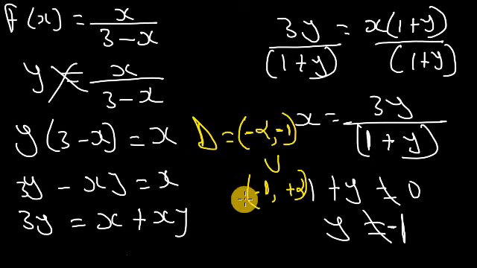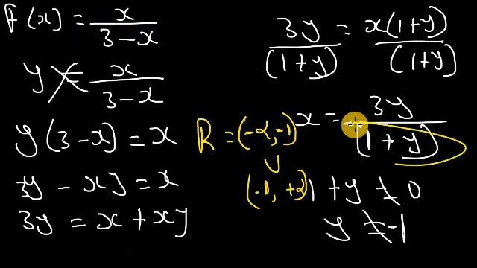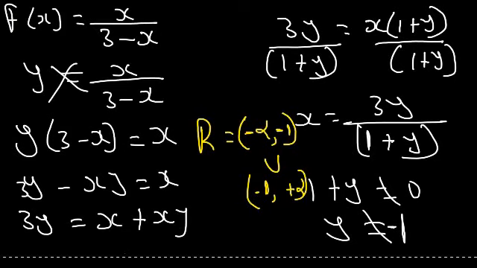So that will be the range, and that will also be the domain. This is the range because we already found the inverse. To find the domain of the original function, you are going to use 3 minus x and not 1 plus y. I believe we grabbed that. Let's consider one more to see the difference.